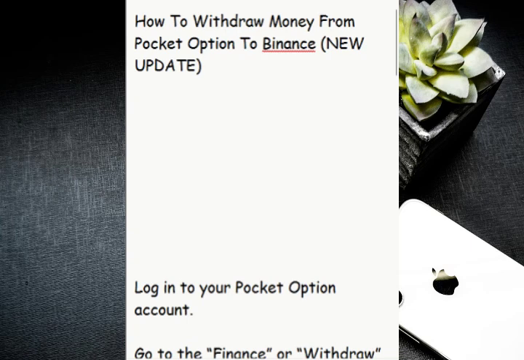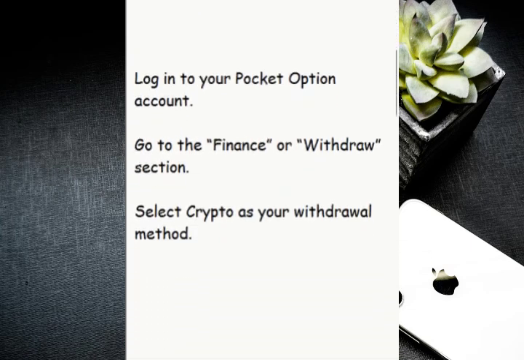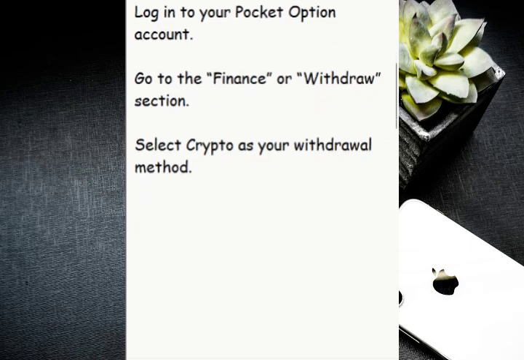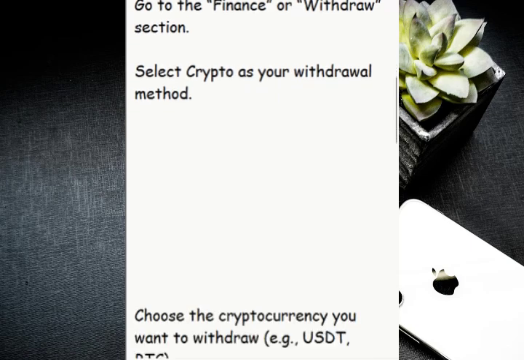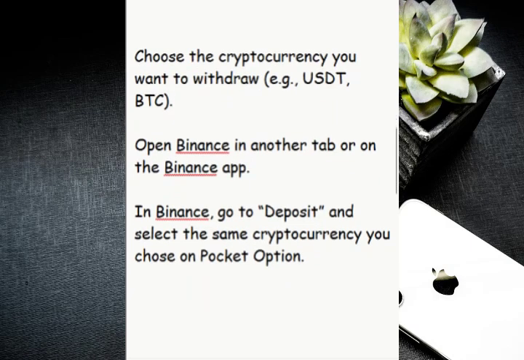So one of the first things to do, which is the first step, is to log in to your Pocket Option account. So go to the finance or withdrawal section, then select crypto as your withdrawal method. Then after that, you have to choose the cryptocurrency you want to withdraw, for example, USDT or BTC. Then open Binance in another tab or on the Binance app.